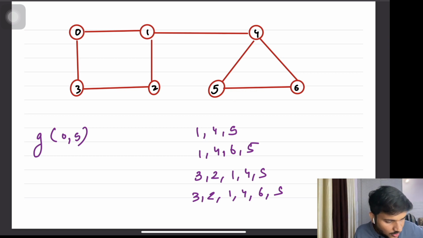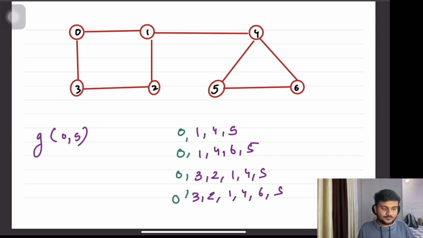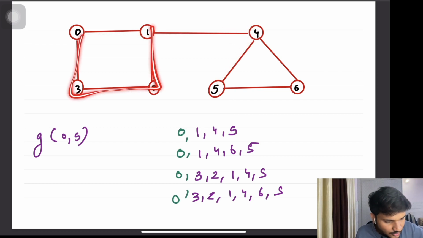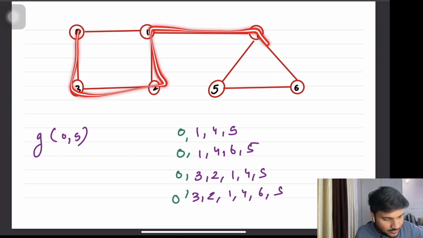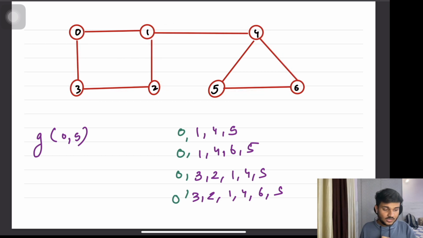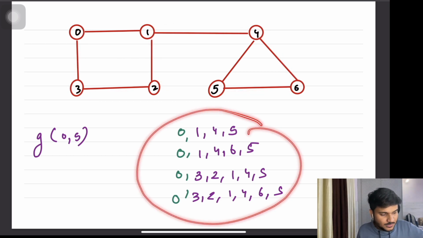Now in front of all of these paths, I can put a 0. See, this will be a path from 0 to 5. This can also be a path from 0 to 5. This can be a path from 0 to 5. And this can be a path from 0 to 5. Right. So we have explored all the possible paths.